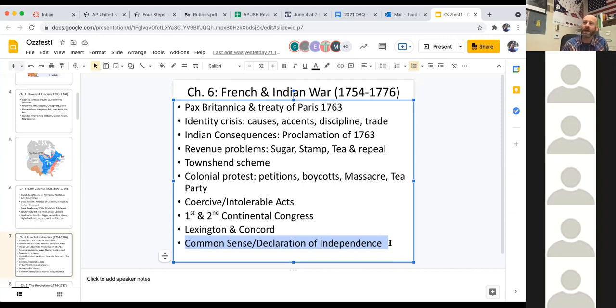declare independence. The one holdout was New York. They abstained. They didn't vote against it. The reason for that was that Britain had assembled the largest fleet the world had ever seen, and it was docked right off the coast in Manhattan. And they were very worried that if they voted for independence, the British would angrily come in and burn the city, which they did anyway.